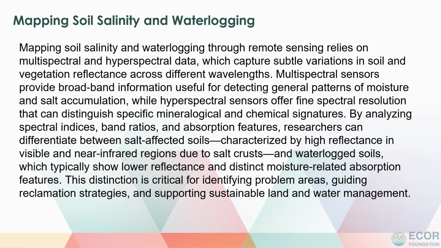Mapping soil salinity and waterlogging is also an important aspect. These are major threats to the productivity of land, especially in irrigated agriculture regions. Multispectral sensors help us identify areas with high surface salt and stressed crops. Hyperspectral data can detect subtle mineral absorption features, helping differentiate salt affected soils from waterlogged soils. These maps help planners and decision makers know where drainage has to be provided and where reclamation or soil treatment is necessary.